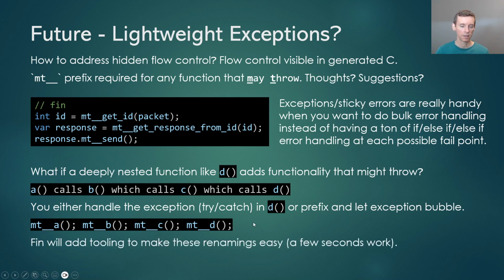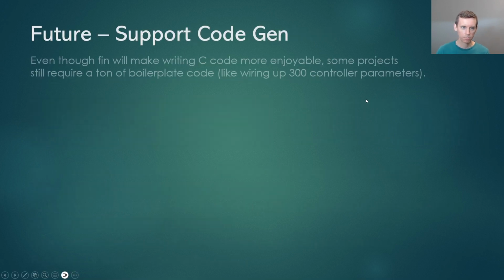If you did that all the way up the chain, you'd have to do all of these here. And because Fin has really solid refactoring, renaming these isn't that hard. It's a couple seconds work for each one. So not the end of the world, I'd say. Anyway, it's an idea. I think we've got to try it or some variation of this and see how we like it. Support code gen.